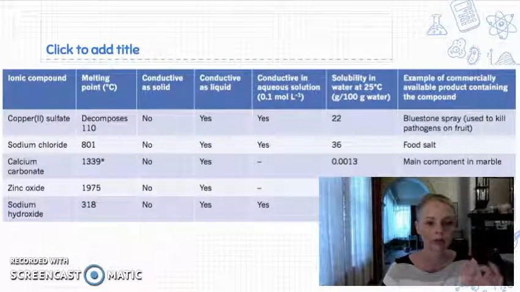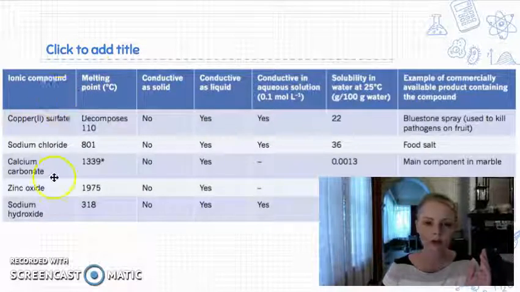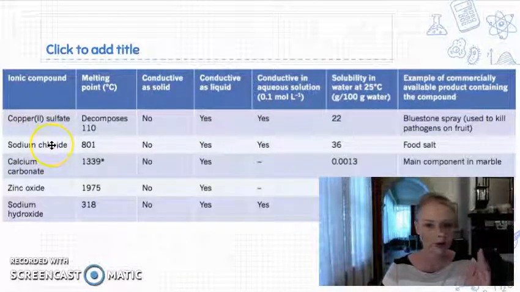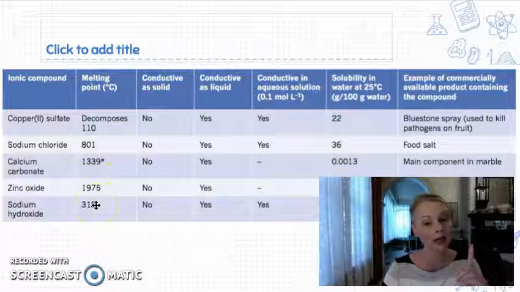Now, if we look here, this is a list of ionic compounds and their properties. Copper sulfate and sodium chloride. Let's just look at those two. Melting points. We run down the list, they're quite high. That tells us that the ionic bond is a strong bond.